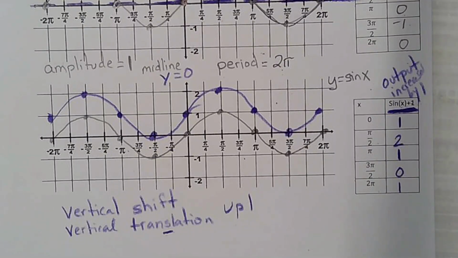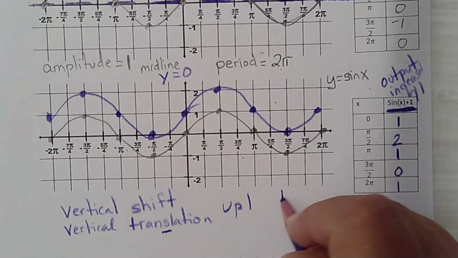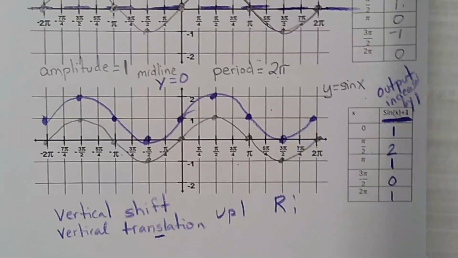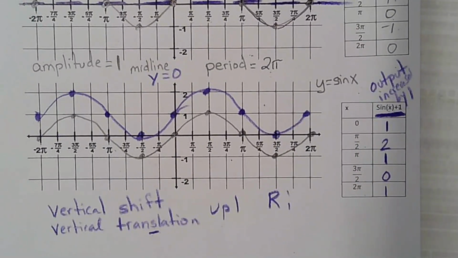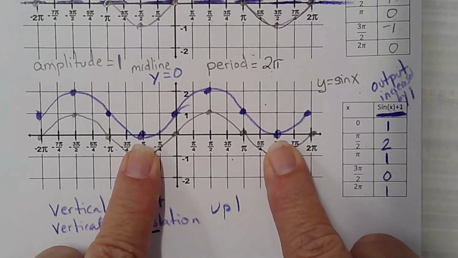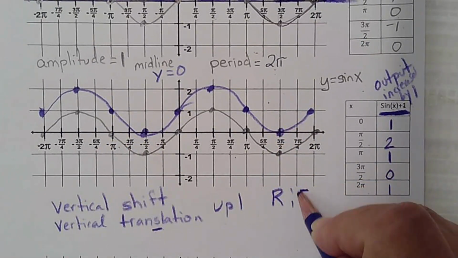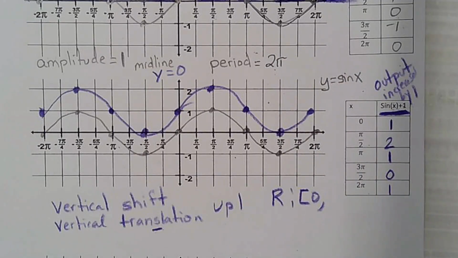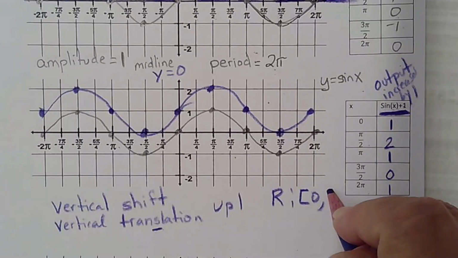Okay, now let's just talk about our key features. Did the domain change? No, the domain is still all real numbers. Did the range change? Yes. What's our new range? How low does this graph go? What's the lowest point on the new graph? The lowest point on the new graph is a 0. What's the highest point on the new graph? 2.